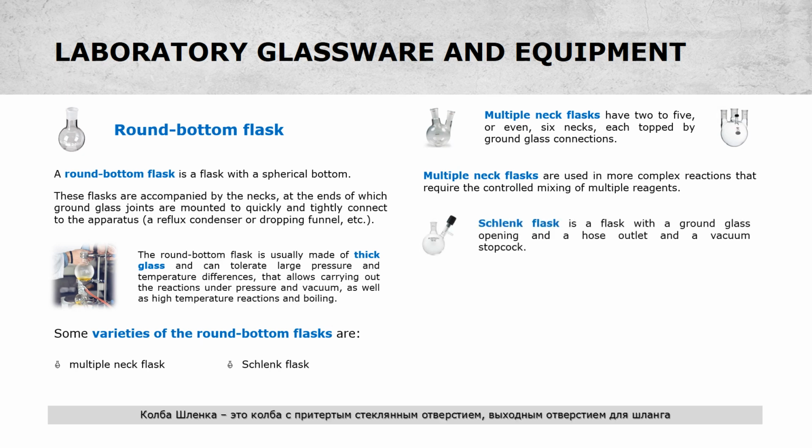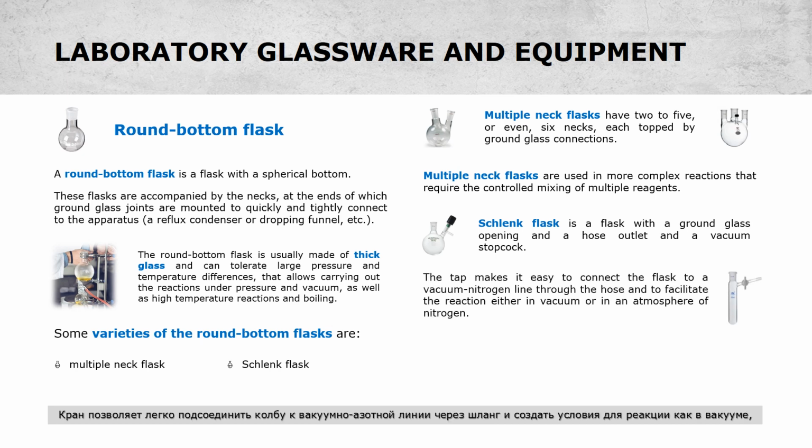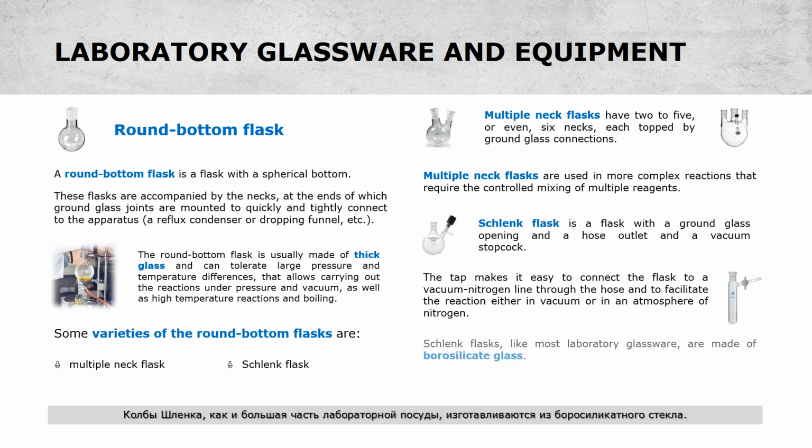Schlenk flask is a flask with a ground glass opening and a hose outlet and a vacuum stopcock. The tap makes it easy to connect the flask to a vacuum nitrogen line through the hose and to facilitate the reaction either in vacuum or in an atmosphere of nitrogen. Schlenk flasks, like most laboratory glassware, are made of borosilicate glass.